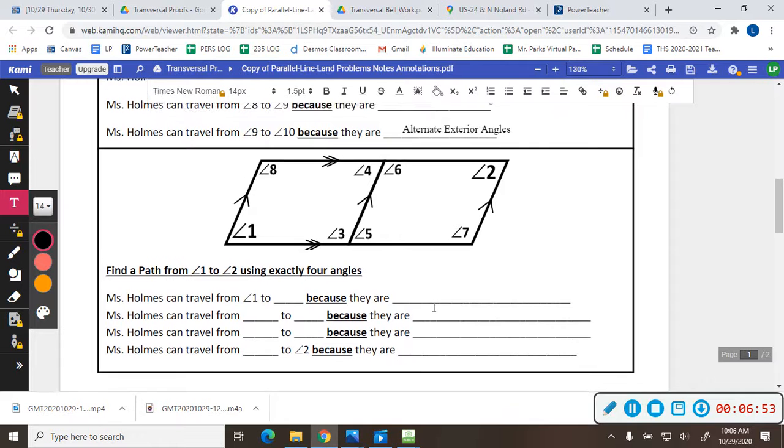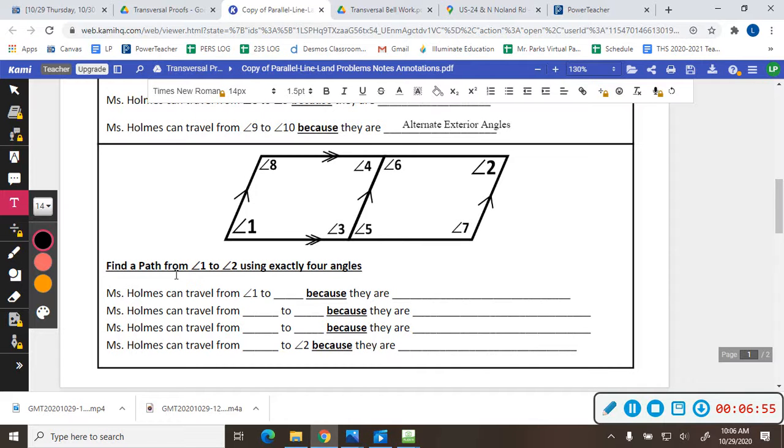So what I want you to do right now, I want you to make a path from angle 1 to angle 2 using exactly 4 angles. There might be more than one way, more than one path, but I want you to go from angle 1 to angle 2 in exactly 4 moves. So if you're at home, you could pause it, see what the answer here is in a minute.